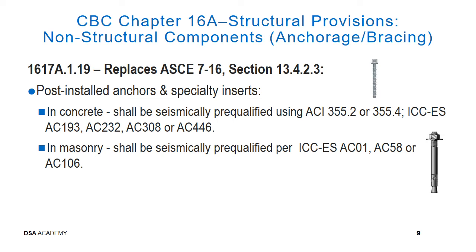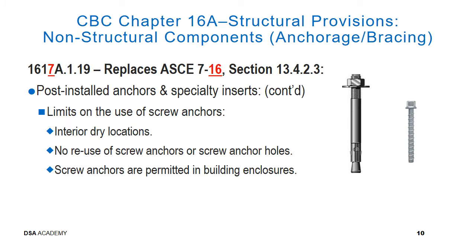To be used in masonry, these anchors or inserts shall be seismically pre-qualified per ICC-ES AC01, AC58, or AC106. Following are limits on the use of screw anchors. Use only at interior dry locations. No reuse of screw anchors or screw anchor holes. Screw anchors are permitted in building enclosures.